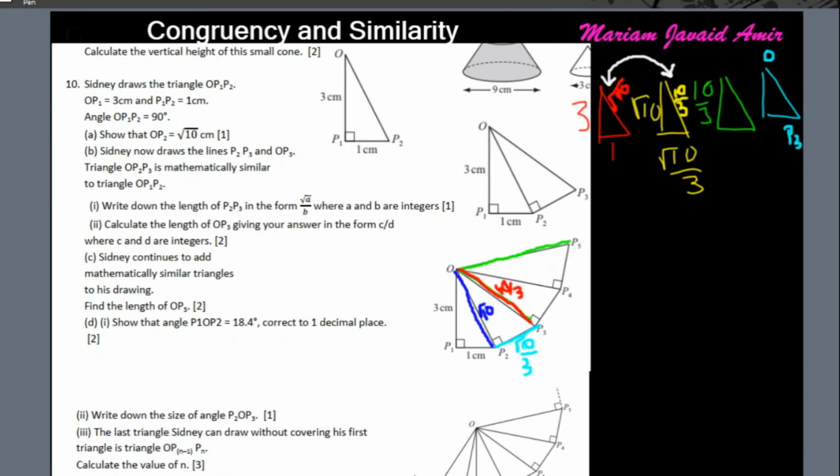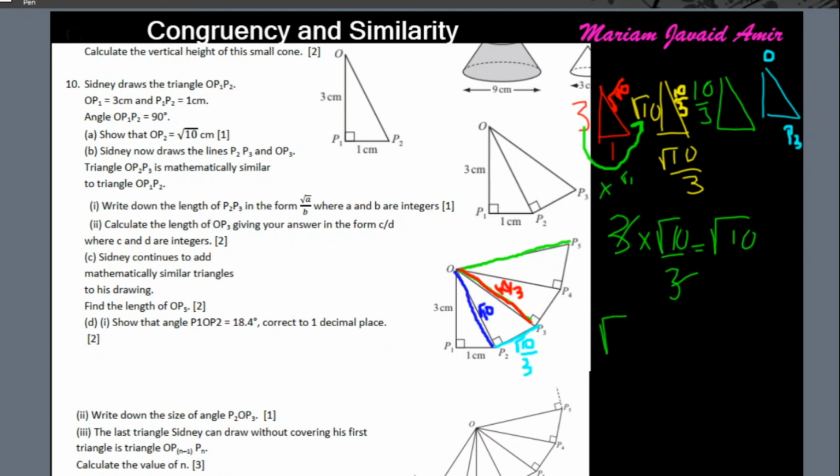Let's see how I am going from 3 to under root 10. I have 3, and what do I multiply with it to get under root 10? I multiply it by under root 10 over 3, so that the 3s cancel and I get under root 10. I've multiplied by under root 10 over 3 here.